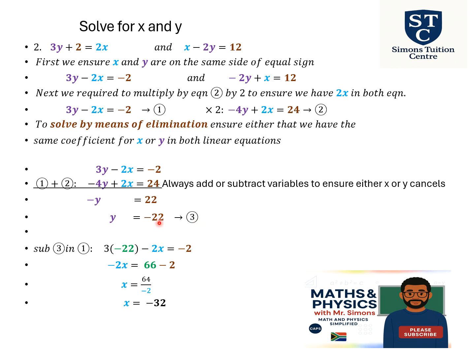Now I'm going to substitute back into equation 1. So 3 times y, which becomes 3 times negative 22, minus 2x equal negative 2. 3 times negative 22 gives me negative 66. If I take negative 66 across, it becomes positive 66. 66 minus 2 gives me 64, and we always divide by whatever's in front of x. So 64 divided by negative 2 gives me negative 32. So x is negative 32 and y equal negative 22.